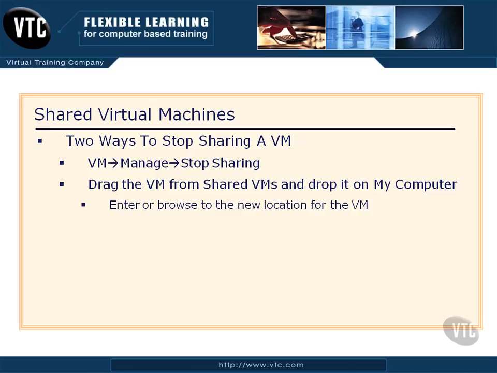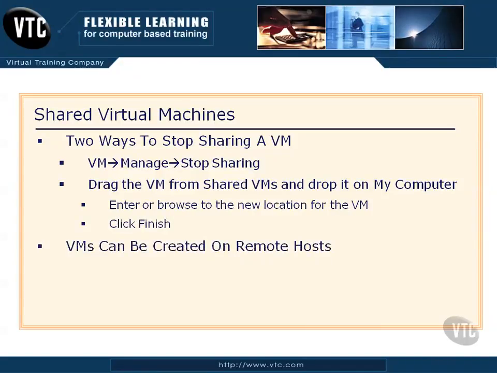And I can enter or browse the new location for the VM. What it's going to do is say, you know what, I need to move all your disk files, because when we're sharing these machines, we're actually moving the disk files into the shared folder, into a shared folder out there. You'll see it a little bit later. And so this is saying, where do you want to put these? And normally it will prompt you to put them back where you originally got them, and everything's cool.